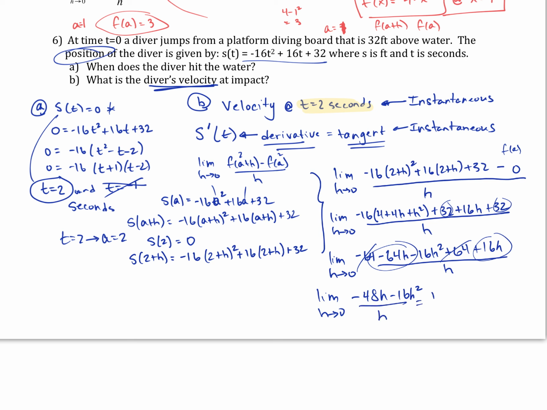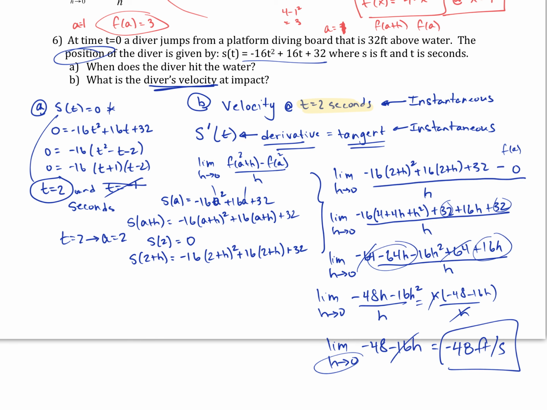But then I can take this h out, and I'll have negative 48 minus 16h all over h, and that reduces. So then I end up with the limit as h goes to 0 of negative 48 minus 16h. Do direct substitution, plug this in, that goes away, and my answer is negative 48 feet per second. And that is the velocity when the diver hits the water. So it's the instantaneous velocity at t equals 2 seconds.